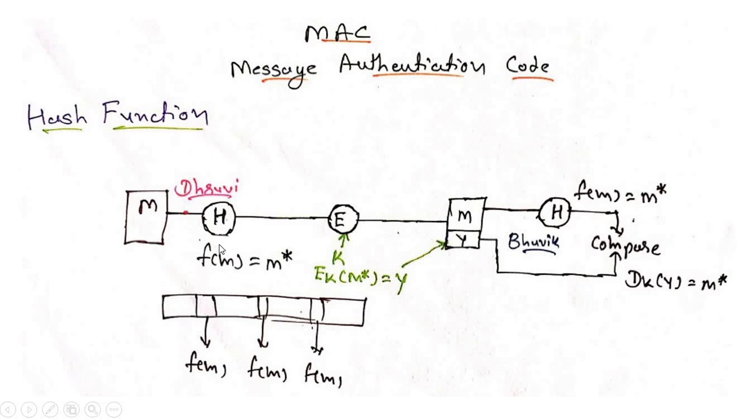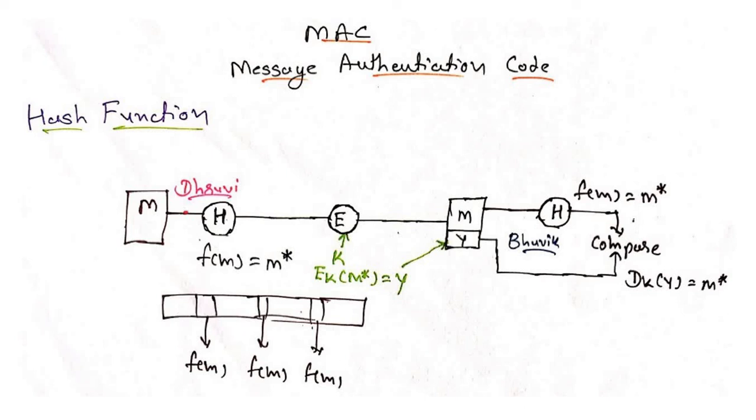Next one is the hash function. That is the last property of message authentication code. So what is happening in the hash function? Again there are two parties, Dhruvi is the sender and Bhavik is the receiver. Whatever the actual message Dhruvi wants to send, Dhruvi will apply the hash function on some of the bits of the message.